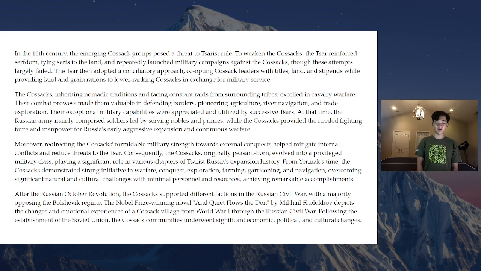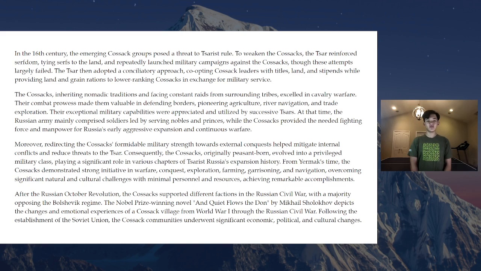The Cossacks' formidable military strength was redirected toward these external conquests and helped mitigate internal conflicts and reduce threats to the Tsar. They evolved from a peasant-born class to a privileged military class, playing a significant role in various chapters of Tsarist Russia's expansion history. After the Russian October Revolution, the Cossacks supported different factions in the Russian Civil War, with a majority opposing the Bolshevik regime. The Nobel Prize-winning novel *And Quiet Flows the Don* by Mikhail Sholokhov depicts the changes and emotional experiences of a Cossack village from World War I through the Russian Civil War.